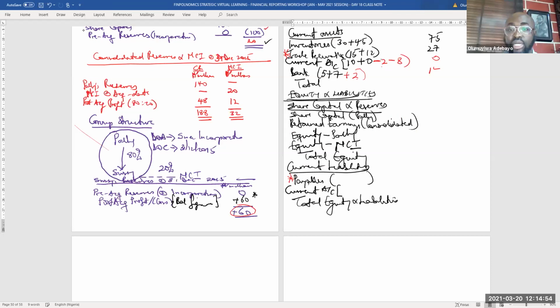And this is what? 14. 75 plus 27 plus 14 will give me 116. 116 plus 250 will give me 366. That is our total assets.